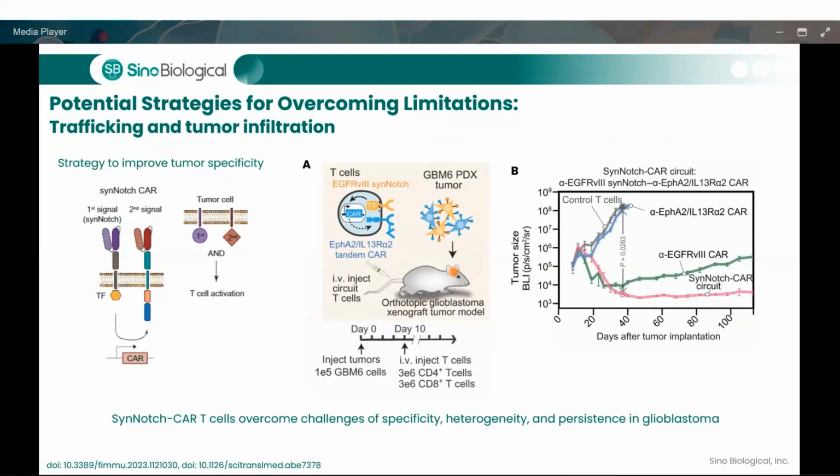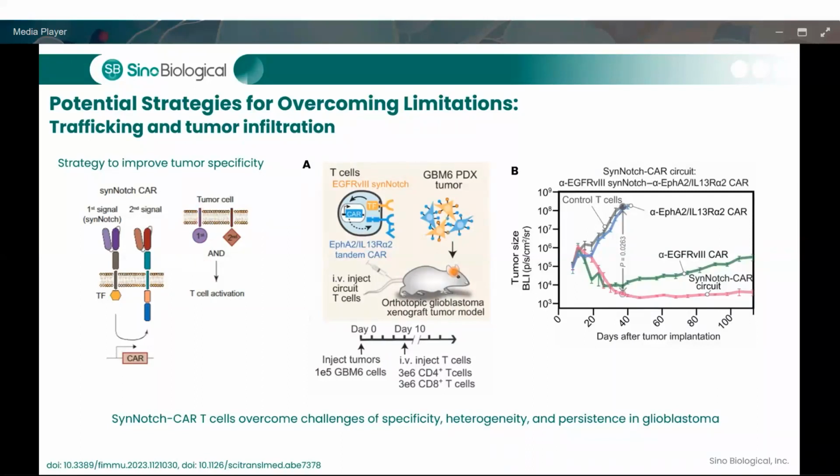In order to increase the tumor specificity and reduce the off-tumor toxicity, the synthetic Notch, or so-called SynNotch CAR, was produced and applied. In this figure, encounter of a primary antigen, marked in purple, leads to the translocation of the transcription factor into the nucleus, which induces another CAR expression on the surface to recognize the second signal from the tumor. T cell activation and tumor cell killing only occur in the presence of both antigens, which spares healthy tissue that only expresses the primary antigen.